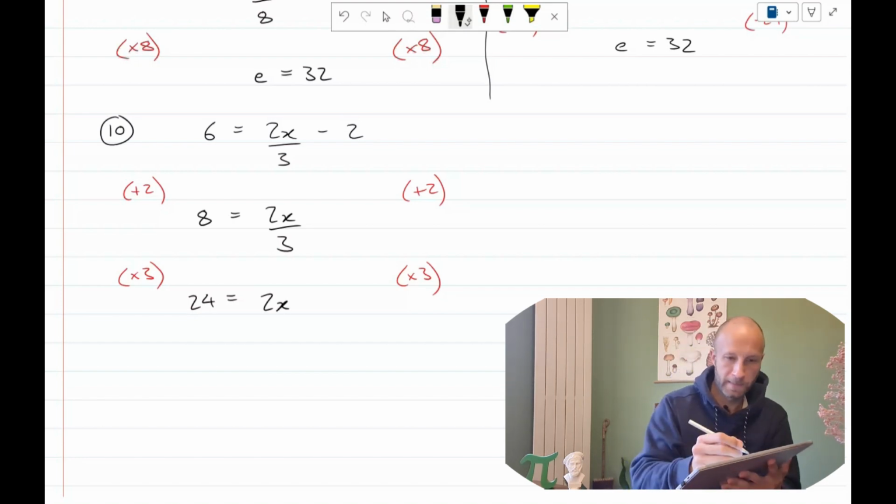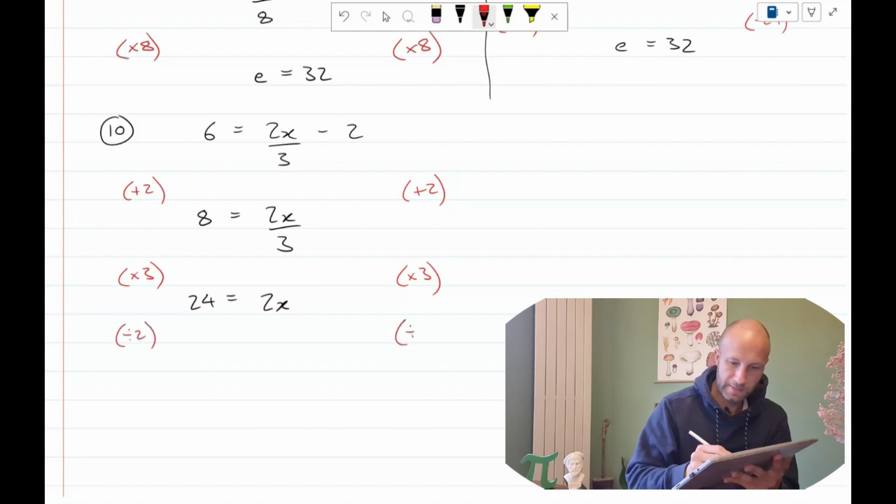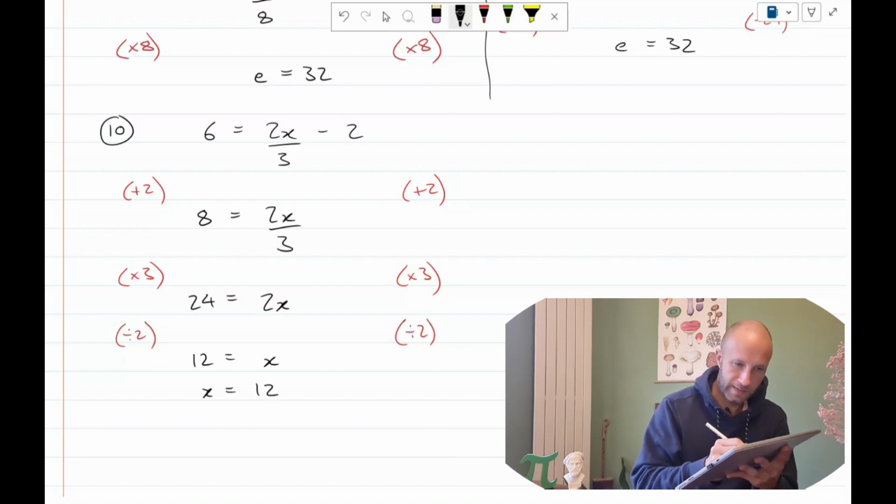out at the top. And then to get rid of 2 times x, to get rid of that multiplication by 2 in here, I need to divide by 2. So I'm going to divide both sides by 2, which gives me 12 equals x. And I will just write that as x equals 12.